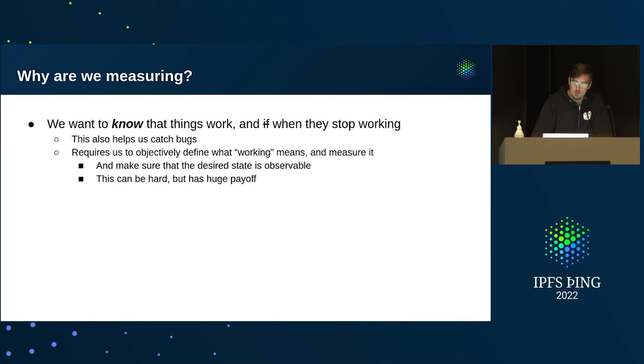So why are we measuring stuff? One of the big reasons we measure things is because we want to know that things work and when they stop working, so we can catch bugs. Also, I found that the process of defining what working means can be pretty difficult. And once you figure out what working means, being able to observe it can be even more difficult, especially in these peer-to-peer systems. For example, with the Hydra boosters, one of the big problems is we don't know how to tell objectively if they're doing their job, which is to help out the network, basically the DHT network.